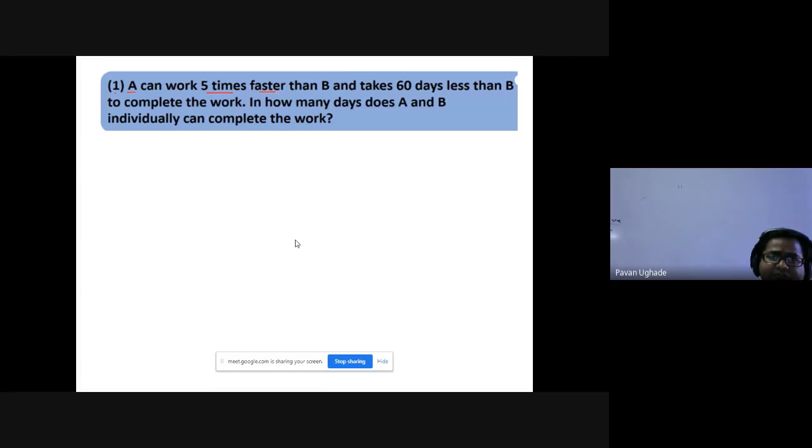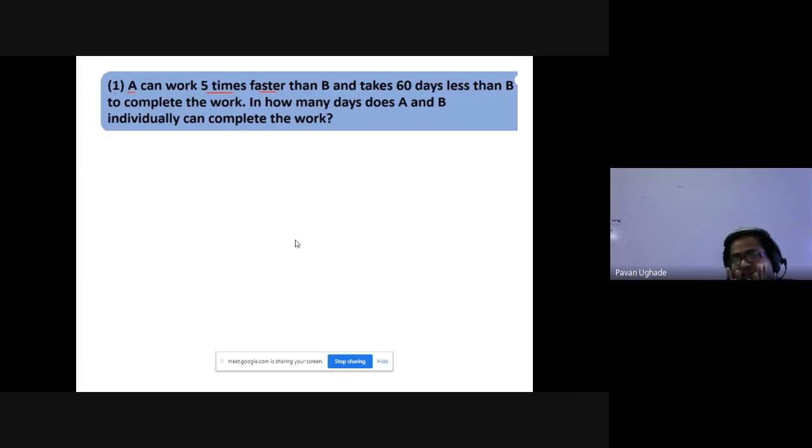Now let's assume I have one question for you guys. It is better for you as well as for me if you work with me as I am explaining here. I want you to take up pen and paper, and with me only you are supposed to try to solve this kind of question. A can work 5 times faster than B and takes 60 days less than B to complete the work. In how many days can A and B individually complete the work?